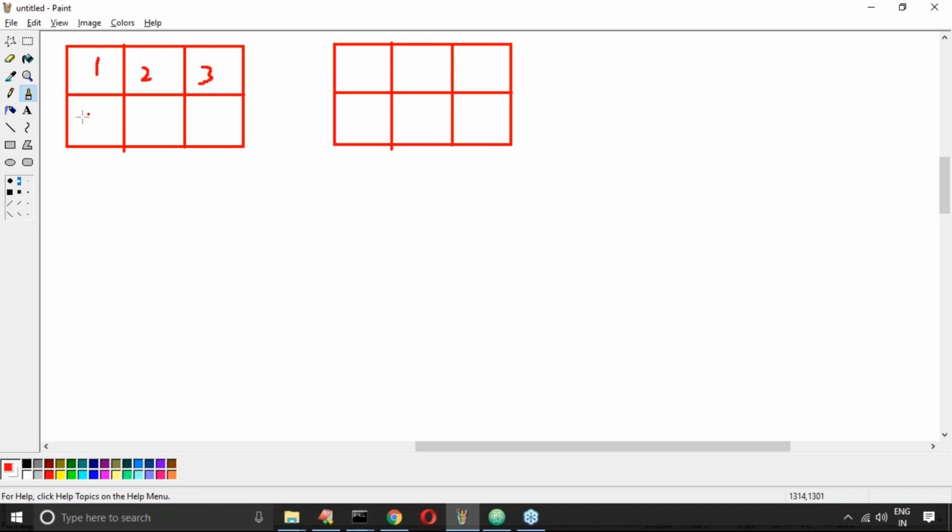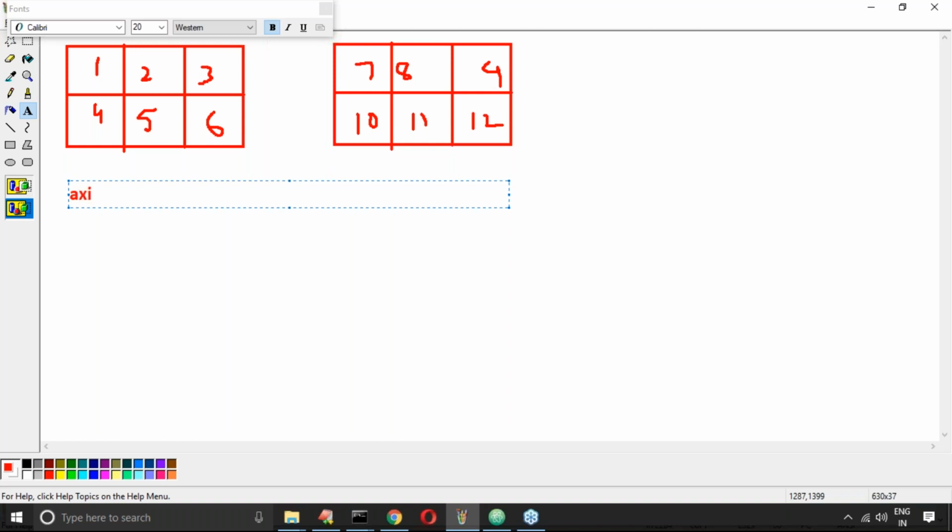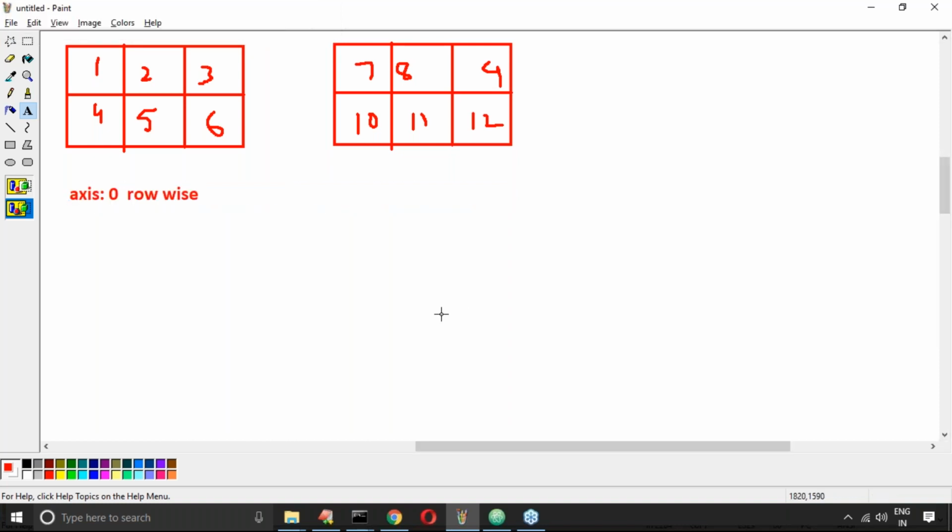Here 1, 2, 3, 4, 5, 6, 7, 8, 9, 10, 11, 12. Now my question is about axis equal to 0. Now observe carefully. Axis equal to 0 means what? Row wise, correct? 0 means row wise. Consider one row here, and consider the second row here.